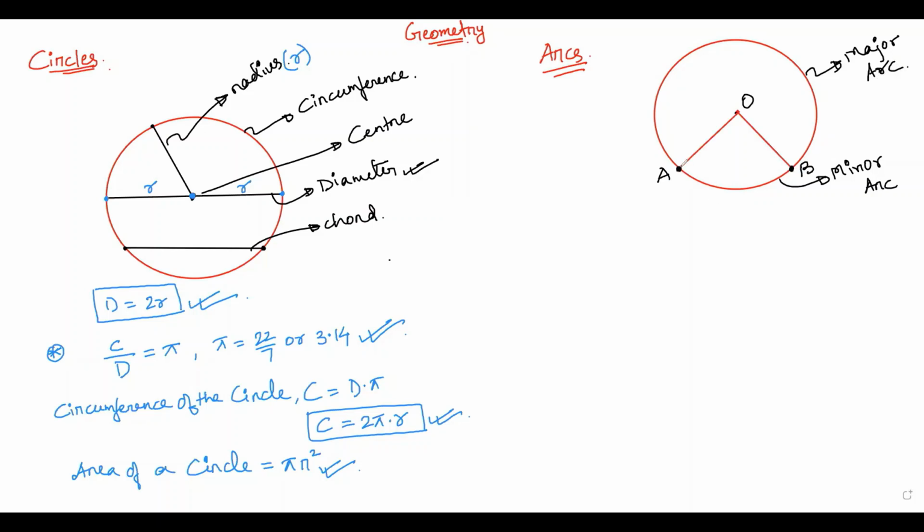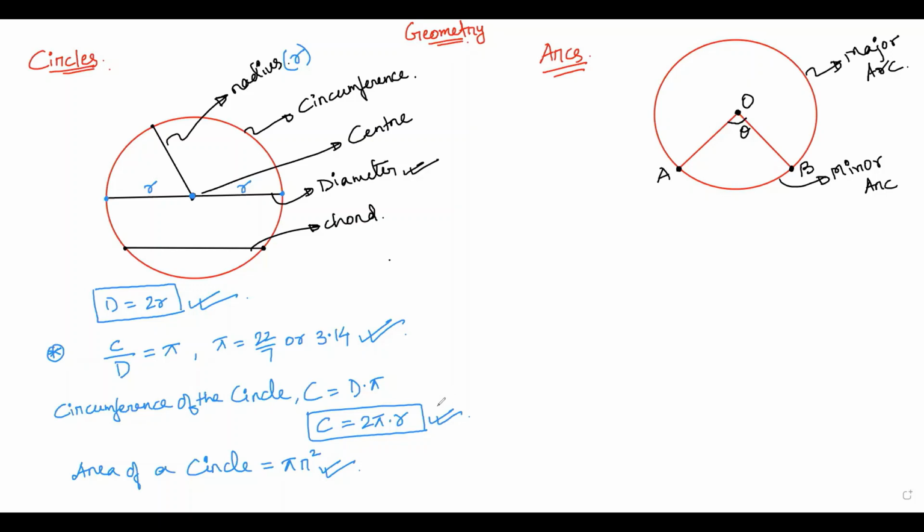Now let us denote these 2 points by A and B, and let us join these 2 points A and B to the center of the circle to form a central angle AOB. Let us denote this angle by theta. So theta is a central angle formed by the minor arc AB. Now we can find the length of this minor arc AB.